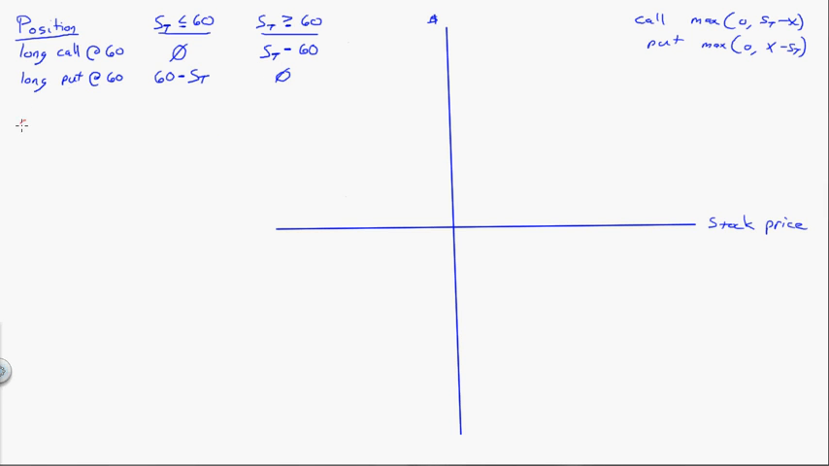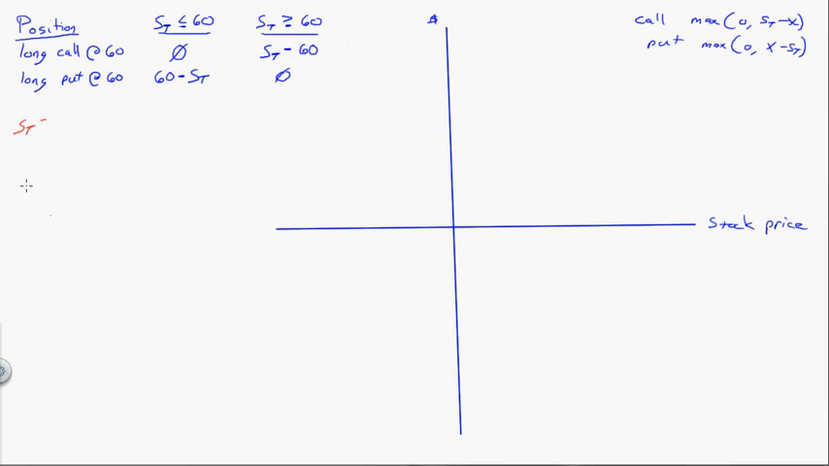Let's say that the ending stock price, the stock goes to 70 after this announcement. You buy the stock for $70. I'm sorry, you buy the stock for $60 from the person that sold you the call. You sell it for 70. You make a $10 profit.